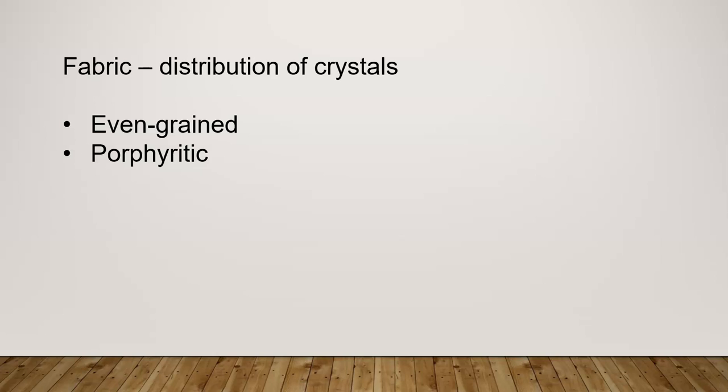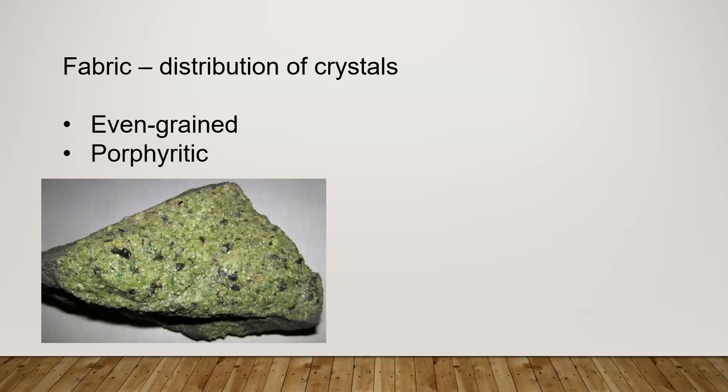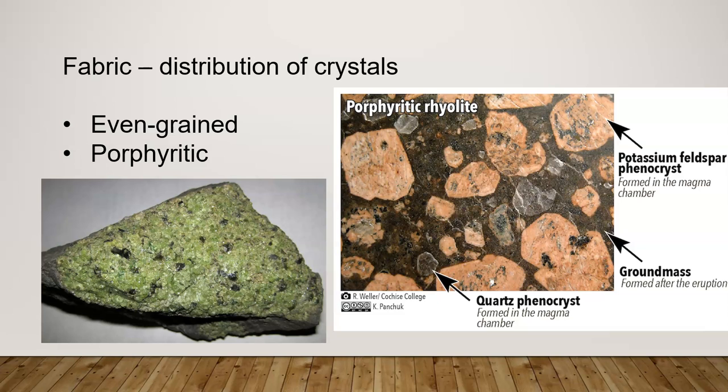The third factor is fabric. This denotes the relative size of the crystals and their shape and arrangement. If the crystals are of the same order of magnitude, the rock is said to be even-grained. If the crystals are of different orders of magnitude, the fabric is said to be porphyritic. In this case, the larger crystals are called phenocrysts, and the matrix is called groundmass.